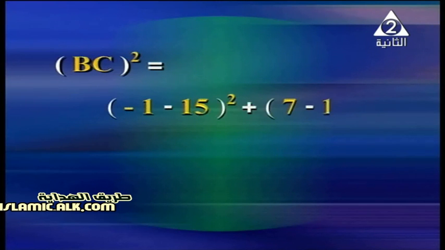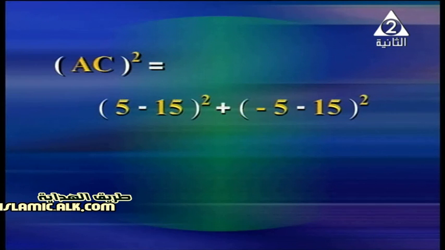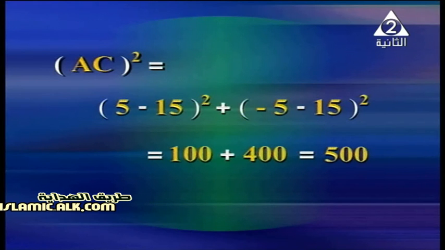What about BC power 2? It is negative 1 minus 15 all to the power of 2 plus 7 minus 15 all to the power of 2 to obtain a result as 256 plus 64. Then you are going to find that the result will be 320. And finally, we are going to find AC to the power of 2. So it is 5 minus 15 all to the power of 2 plus negative 5 minus 15 all to the power of 2. So it is equal to 100 plus 400 equals 500.